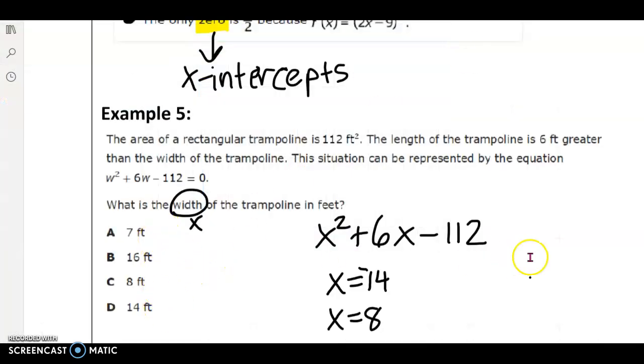Now there are only 4 answers on here. And I see 14 and I see 8. The biggest issue we have here is that you cannot have, remember what this actually stands for. The x actually stands for the width, and you can't have a negative width. So this is not the correct answer. The answer is 8. So when you're doing a real world problem, you really need to think about what makes sense. We can't have a negative width or height or a negative amount of time. So keep that in mind when you're looking at real world problems. Okay, even though we did have two x-intercepts, only one of them was the correct answer.